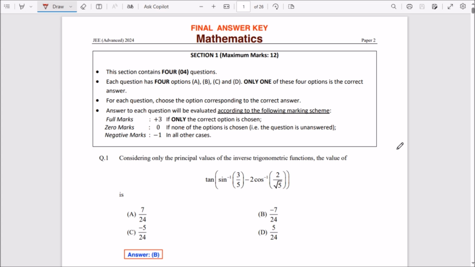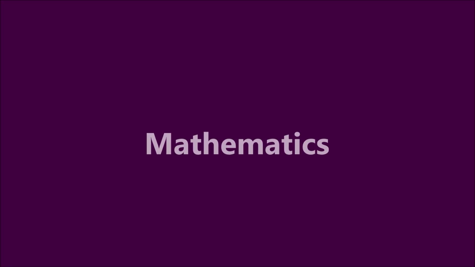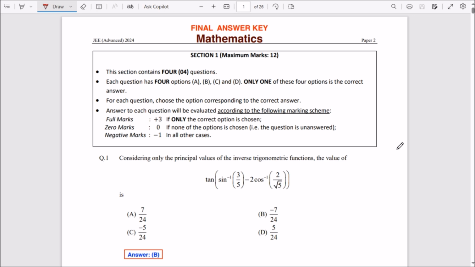Dear students, today we are going to see the JEE Advanced question paper of 2024 paper 2. As you know, paper 2 consists of three subjects: mathematics, physics and chemistry, and these three subjects will carry equal marks, that is 60 marks each. Let us see section 1.